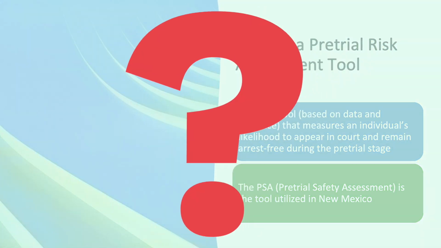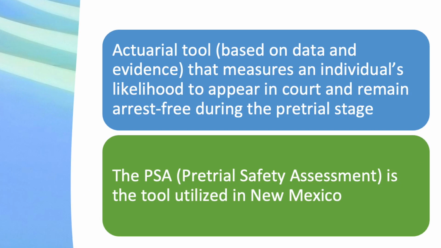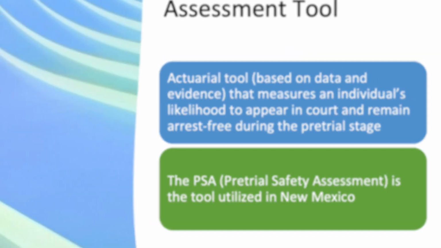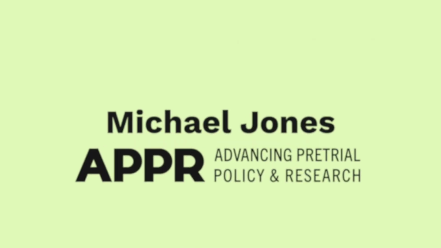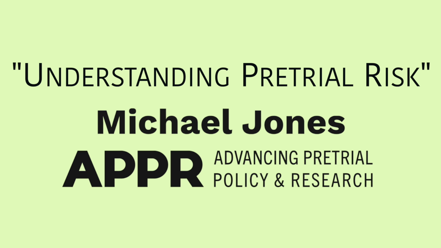What is a pretrial risk assessment tool? Pretrial risk assessment tools are utilized in pretrial services agencies throughout the country. These tools are based on data and evidence that measure an individual's likelihood to appear in court and remain arrest-free during the pretrial stage. The Administrative Office of the Court's Pretrial Justice Division in New Mexico utilizes the Public Safety Assessment, also called the PSA. Let's hear from Mike Jones with the Center for Effective Public Policy, Advancing Pretrial Policy and Research, as he talks about understanding pretrial risk.